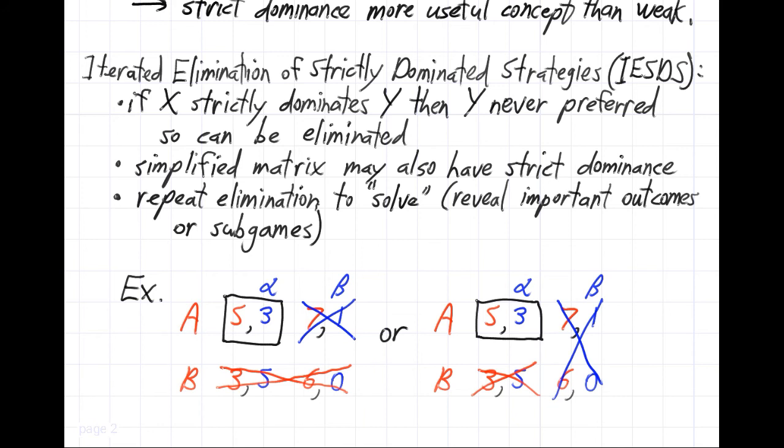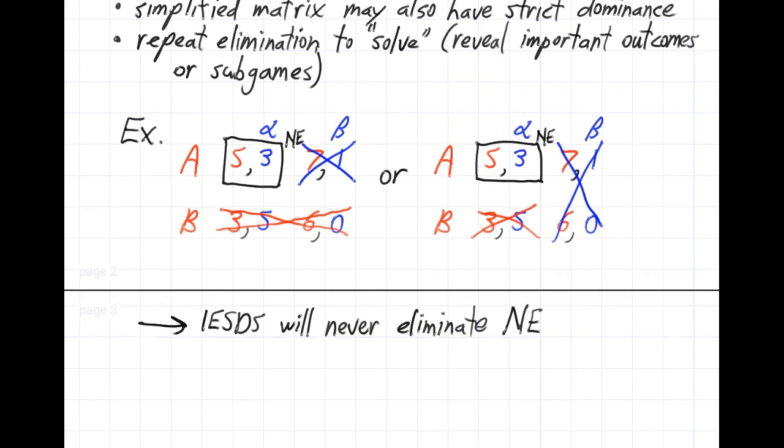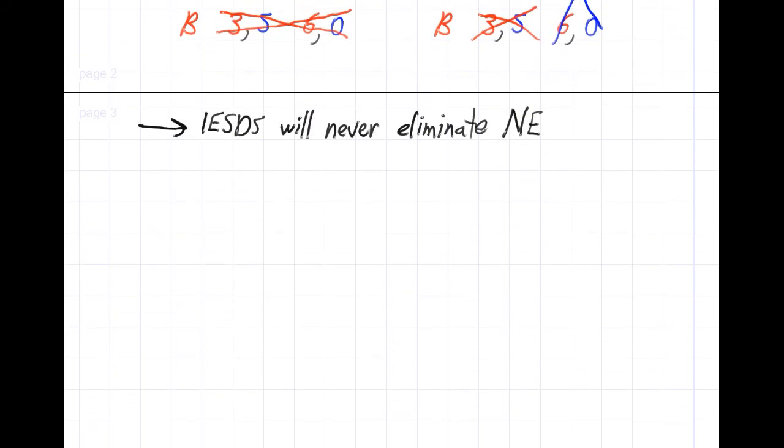Now you might notice, if you're careful, that this top left outcome, the 5, 3, is also a Nash equilibrium. That's one of the neat things about this IESDS. Did I say that right? Yeah, IESDS, Iterated Elimination of Strictly Dominated Strategies. That's one of the neat things about it: you can apply it and it will never eliminate a Nash equilibrium.